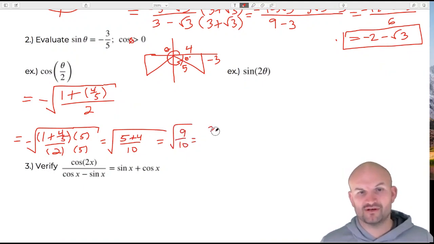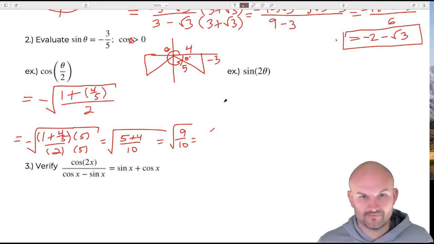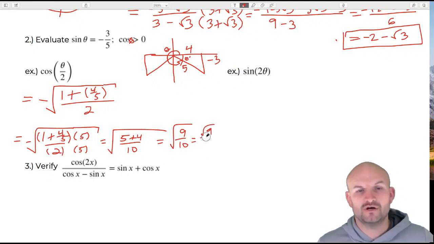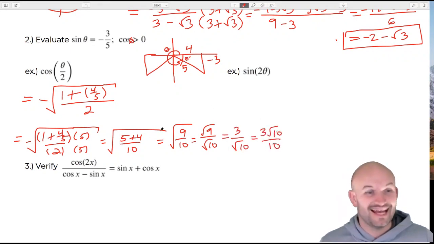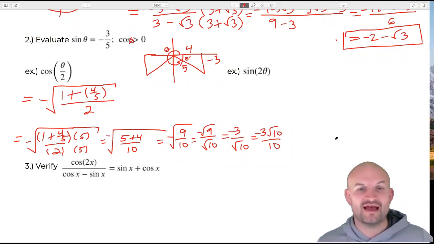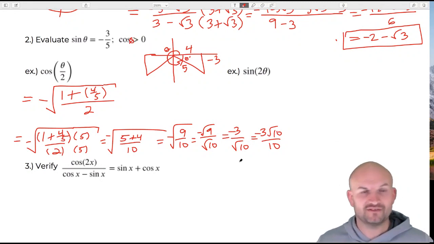which can be rewritten as 3, right? The square root of 9. Now let's just do it like this, which can be rewritten as the square root of 9 over the square root of 10, which is 3 over square root of 10, which you can rationalize the denominator to 3 square root of 10 over 10. And again, remember that answer is negative. So we want to make sure that we're keeping that negative all the way through. Don't forget about the negative.